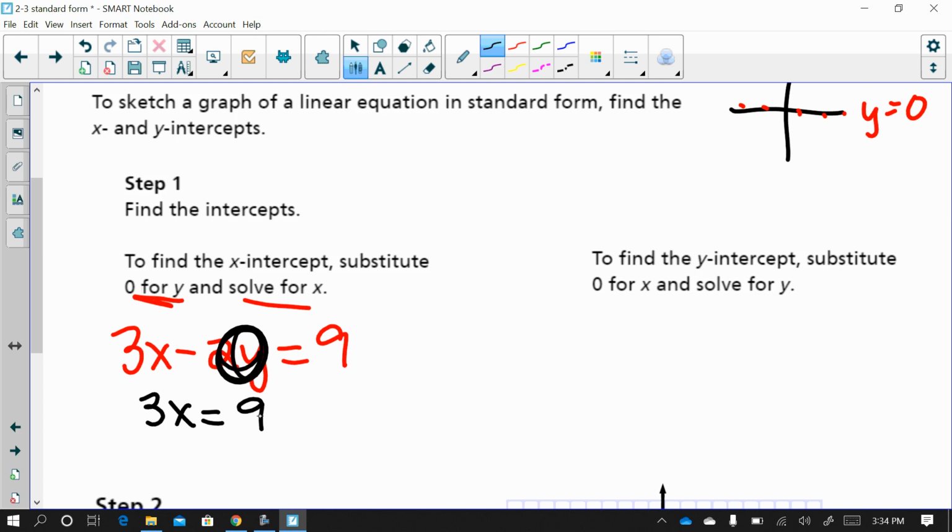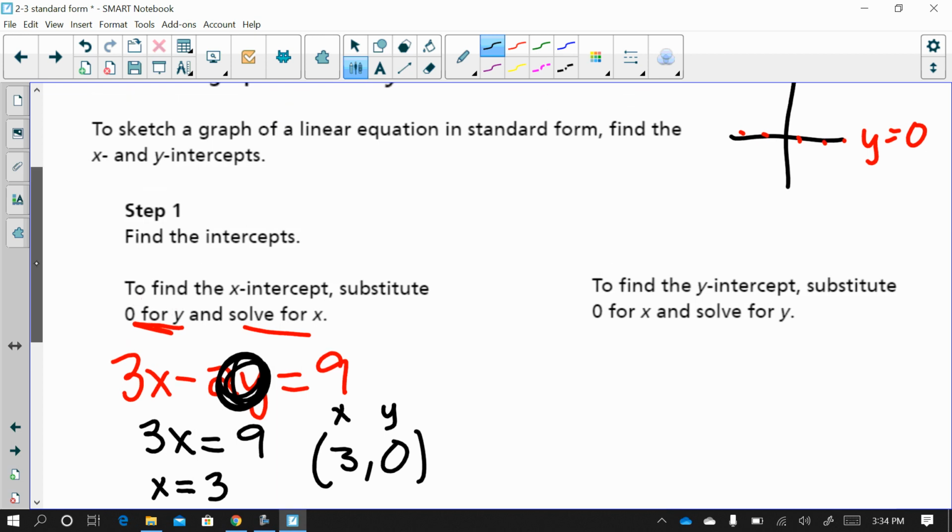So what would x equal here? Well, I'll divide both sides by 3, I get x equals 3. So the x-intercept is the point (3, 0). Okay, remember x and y. We let y right here equal 0. So that's super easy.